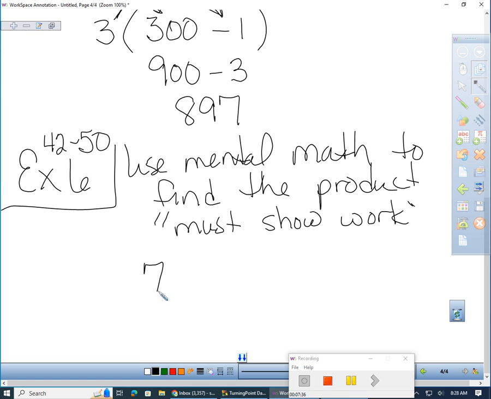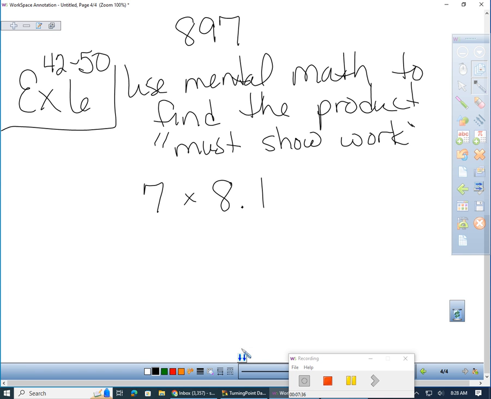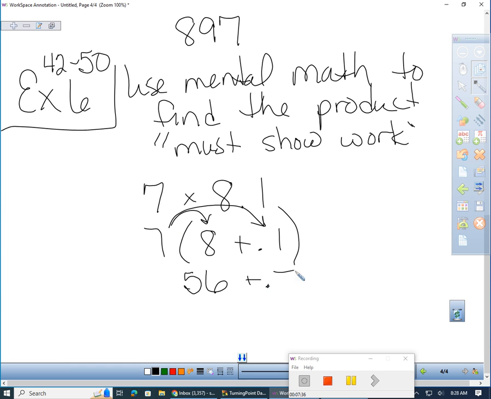All right. So let's say I have 7 times 8.1. Good. 8 plus 0.1. So then when we go ahead and distribute, what's 7 times 8? You're close. It's all right. 56. Good. And then 7 times 0.1? 0.7. So 56 plus 0.7 is 56.7.